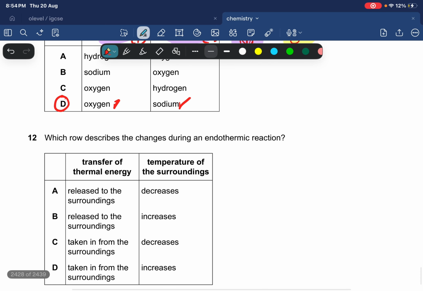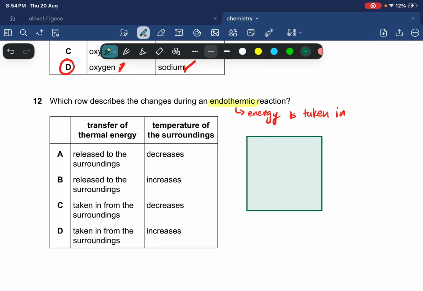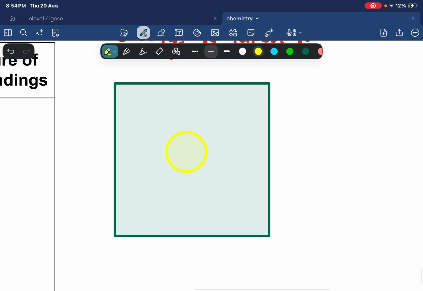This was easy. Which row describes the changes during an endothermic reaction? Endothermic means that energy is taken in. I explain it like this: imagine you have this box, and this is your substance in the box. If it's an endothermic reaction, the box is going to take in energy from your surroundings. So the energy is going to go into the box.